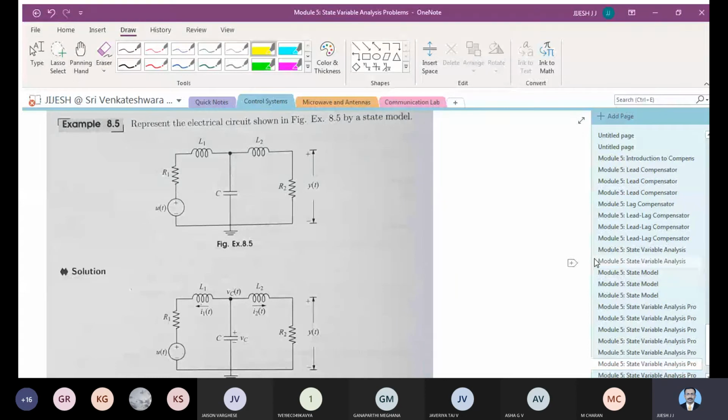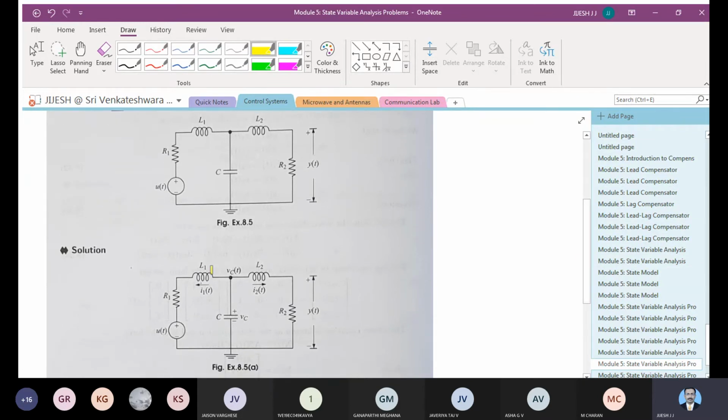So another problem you can take up here is the representation of the electric circuit shown, and you have to go with the state model. So let us see this circuit diagram, where you have to convert this into a state model. So you need to define the input variables, output variables, and all those things. So let me just redraw that and mention the currents I1 of t, I2 of t, the voltage VC, u of t, and y of t is the output, VC of t at this point. So all these things we have defined.